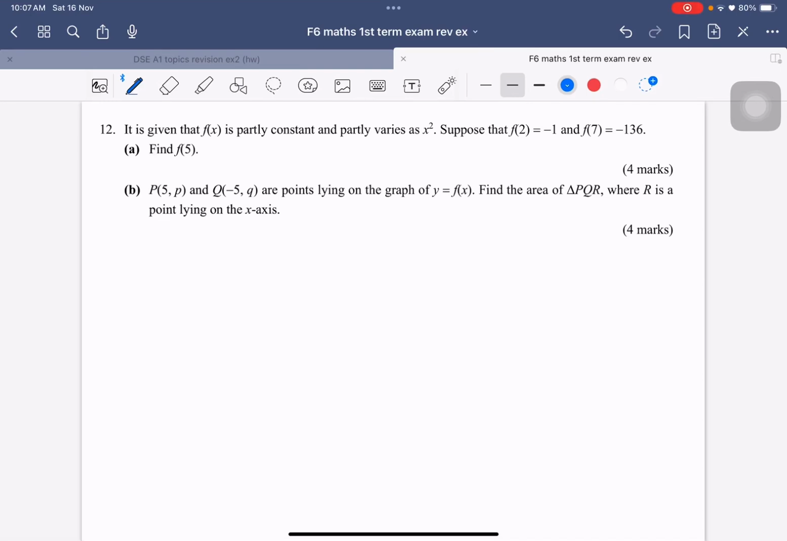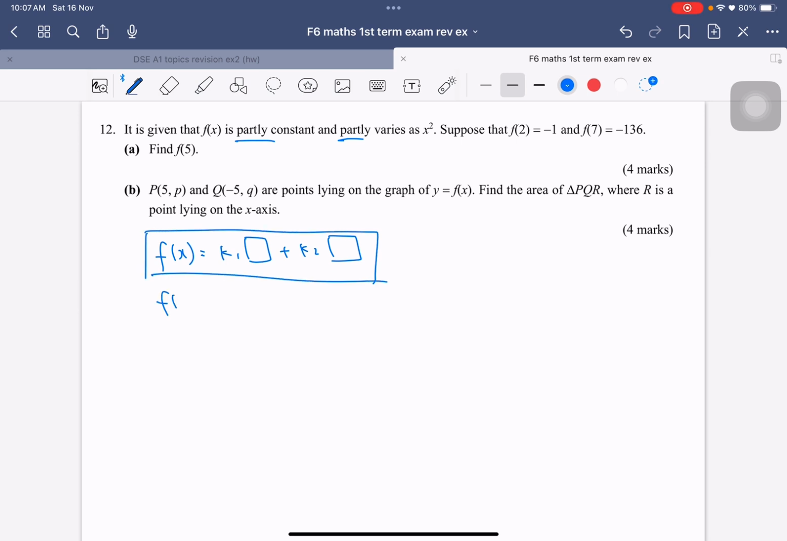So question 12 is asking about the variation, saying that f(x) is partly a constant and partly varies as x squared. Remember that when you see "partly", you can write f(x) is equal to k1 something plus k2 something. Okay, so that's the format. So now the first part is a constant, so just k1.